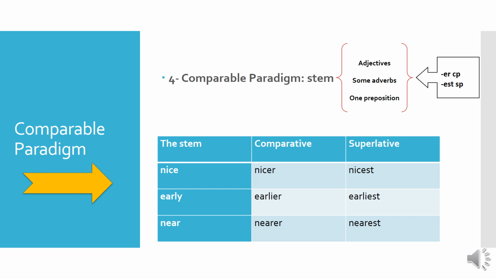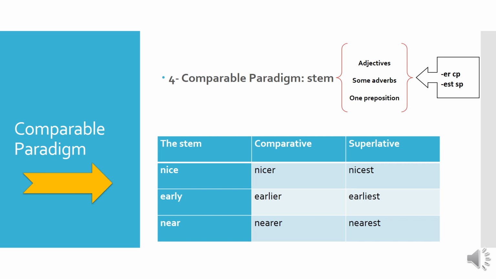The last inflectional paradigm is the comparable paradigm. The comparable paradigm consists of 3 positions: the stem, the comparative form, and the superlative form. The stem in this paradigm is either an adjective, an adverb, or a preposition. That is why we cannot say that it is an adjective paradigm like the noun or the verb paradigm, because the stem in this paradigm can be an adjective, an adverb, or a preposition. So we call it a comparable paradigm instead.